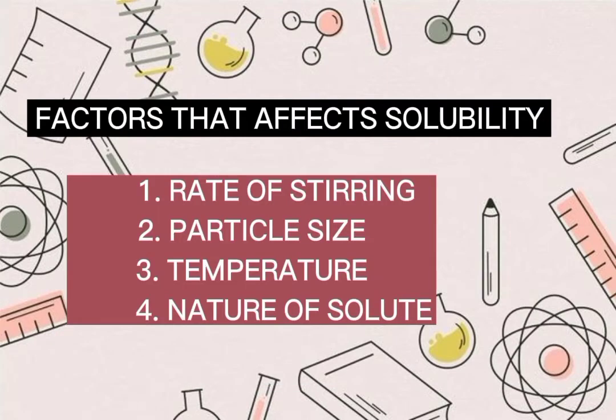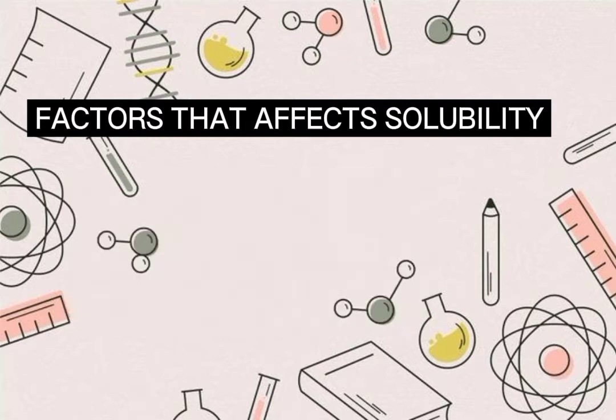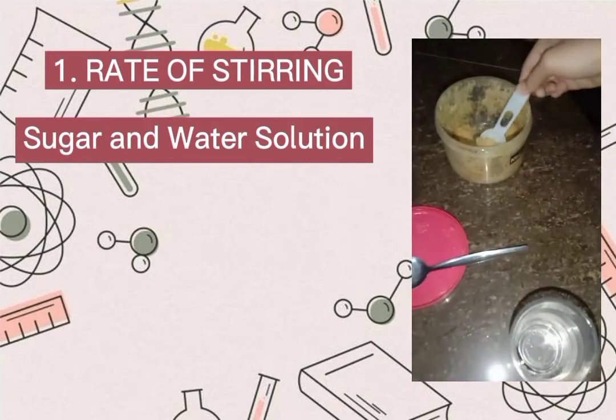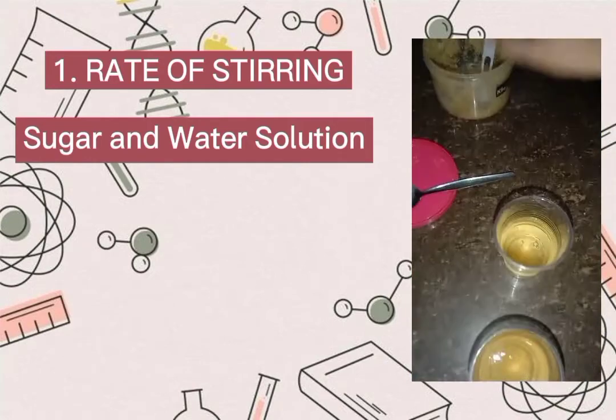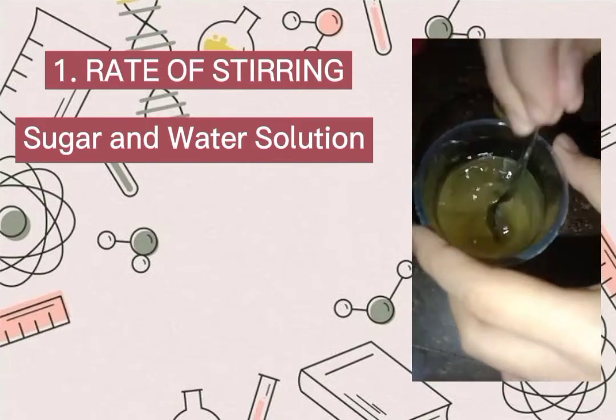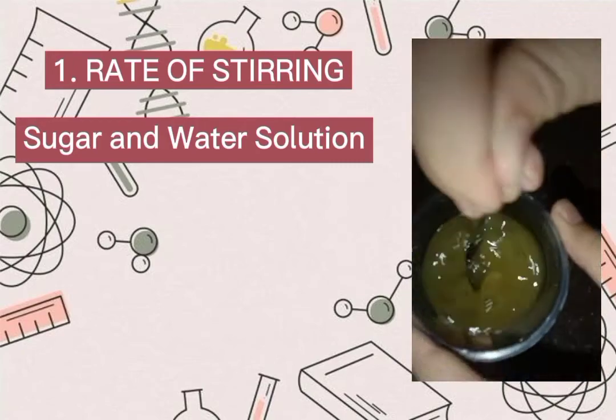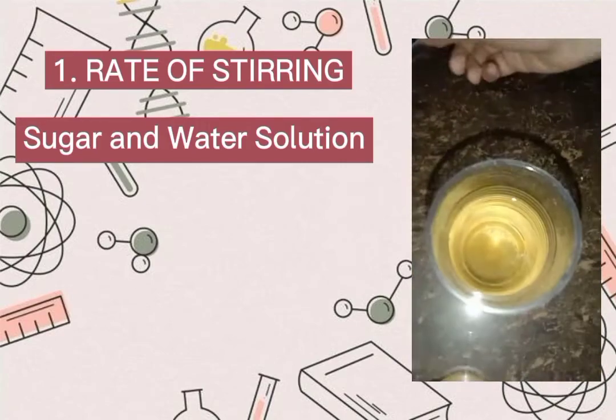So, factors that affect solubility. The first ones are the rate of stirring, particle size, temperature, and nature of solute. But let us first discuss how rate of stirring affects the solubility of a solute. To further understand, here is an example of a sugar and water solution. One cup is being stirred and the other cup is not being stirred.